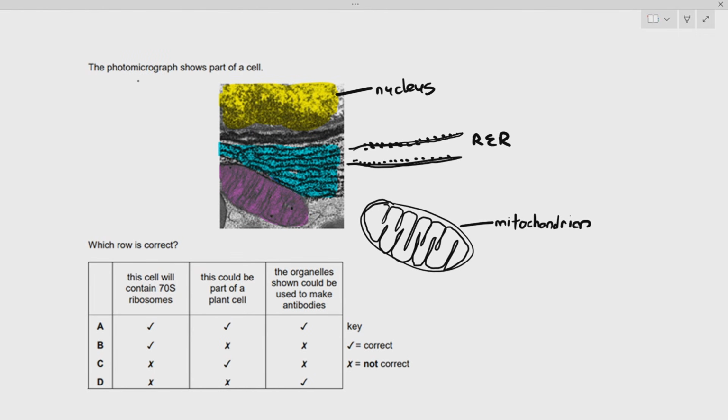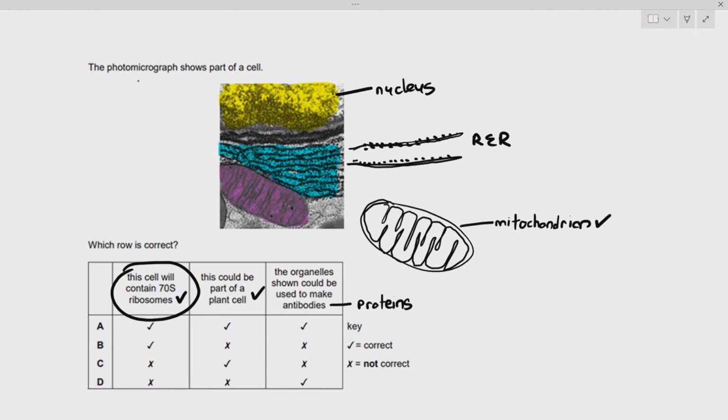Now, which row is correct? This cell will contain 70S ribosomes, definitely, because mitochondria have 70S ribosomes. This could be a part of the plant cell. Yes, it could be, because plant cells can have RER, they can have a nucleus, they can have mitochondria.